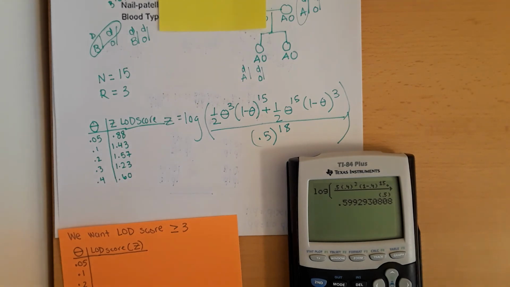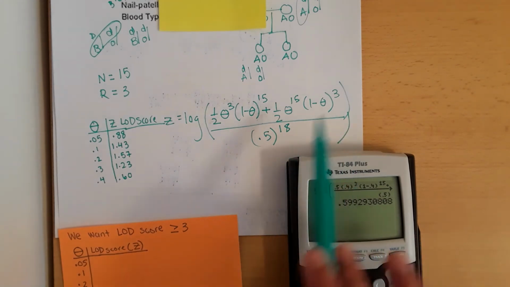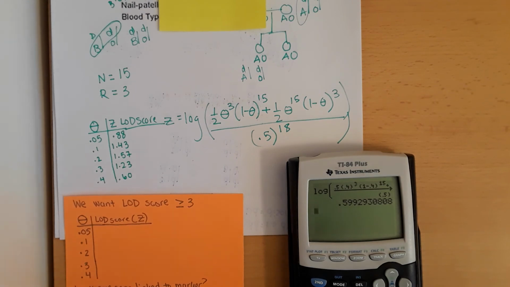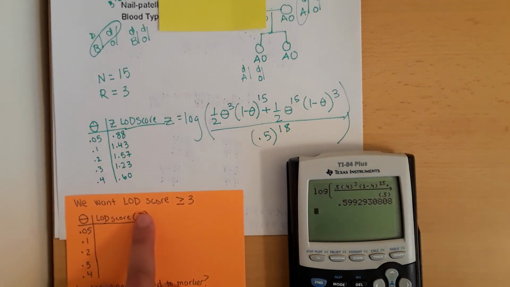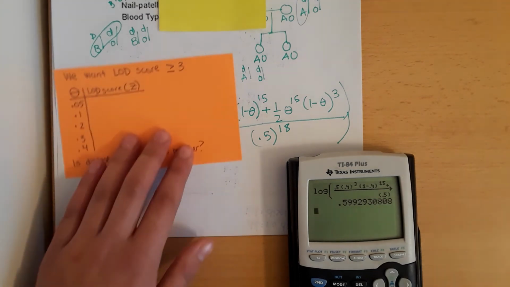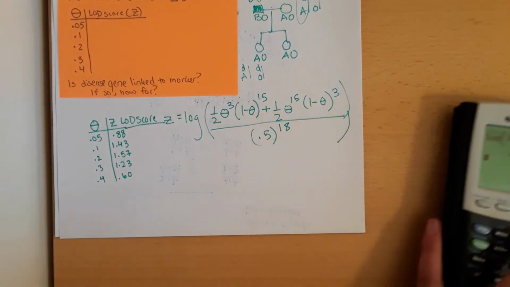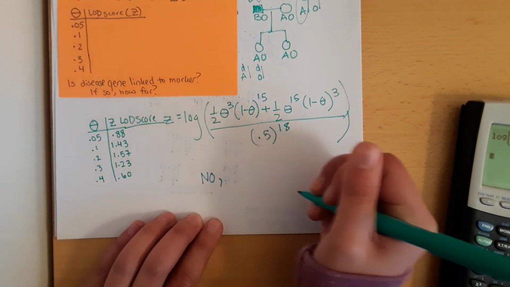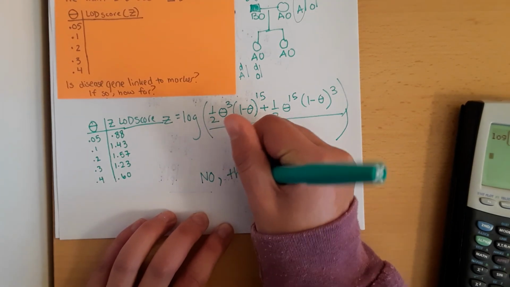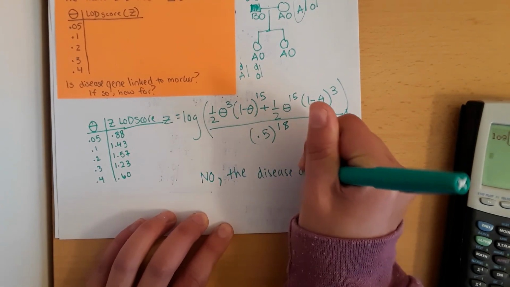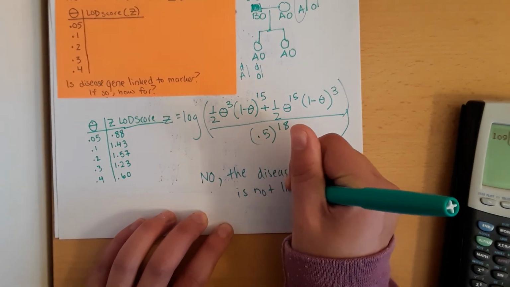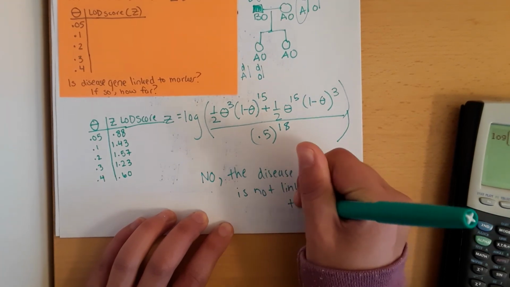So after solving everything and plugging all the values of theta into our equation, we get these numbers for the LOD score. And like the previous problems, we don't have a LOD score greater than or equal to 3. So this means that our answer here is going to be no. The disease gene is not linked to the marker.